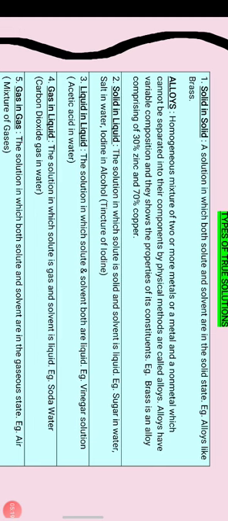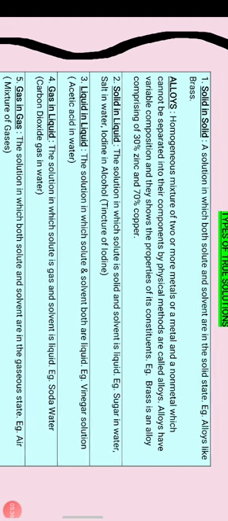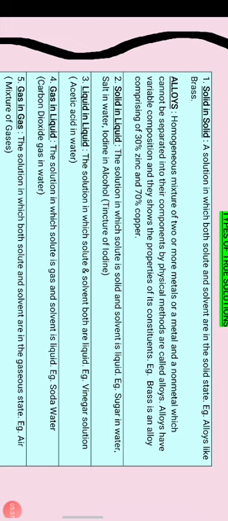For example, brass. Brass is an alloy which contains two metals, zinc and copper. Copper is present in 70% and zinc is present in 30%. Now coming to the second type of true solution, solid in liquid. Solid in liquid means the first is my solute and the second is my solvent. So solute here is in solid state and solvent is in liquid state.